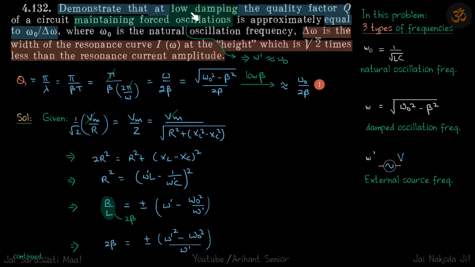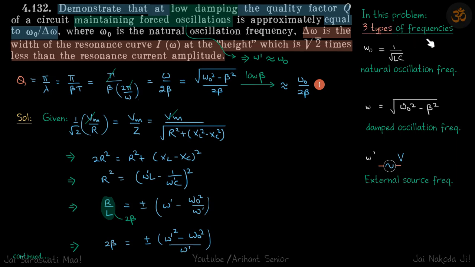So first of all, at low damping, if we have these forced oscillations, that means we have some external frequency. If the damping is low, that means beta is small. And if we are maintaining these forced oscillations at low damping, that means the external frequency is almost the same as the natural frequency. So there are a lot of frequency terms here. Before proceeding in the problem, let's clarify that.